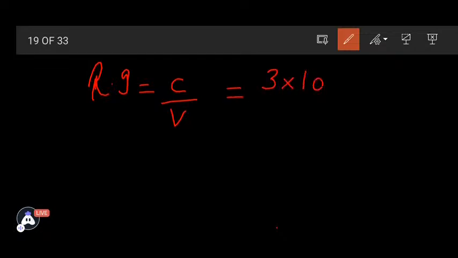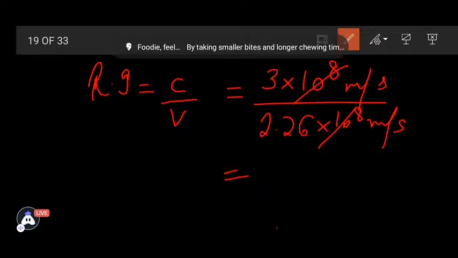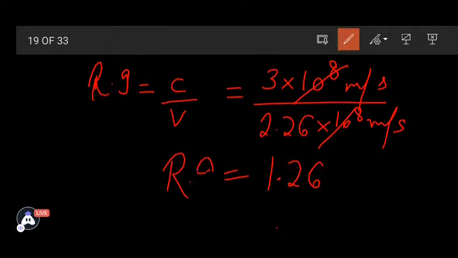So what is the formula of refractive index? We will calculate together. Refractive index is equal to speed of light in vacuum upon speed of light in medium. Speed of light in vacuum is 3 into 10 to the power 8 meter per second, and the speed of light in medium is 2.26 into 10 to the power 8 meter per second. Now if we solve, 10 to the power 8 and 10 to the power 8 will get cancelled, and we'll divide and we'll get 1.26. That is the refractive index.